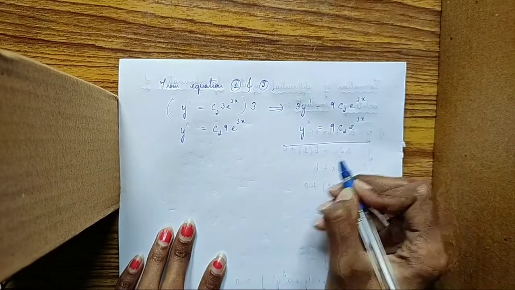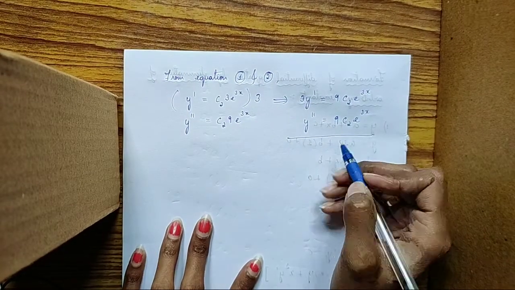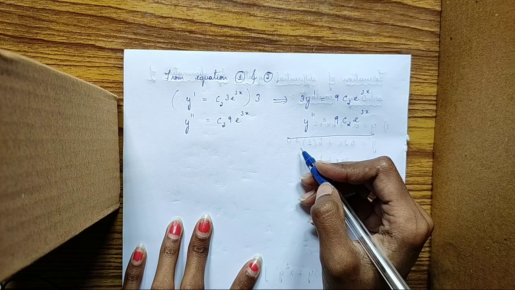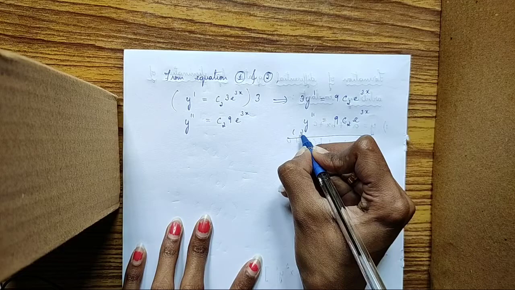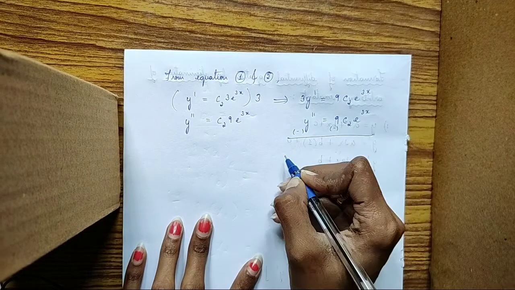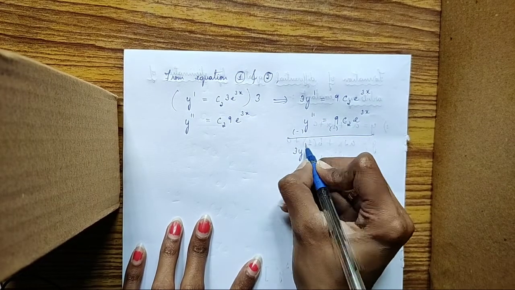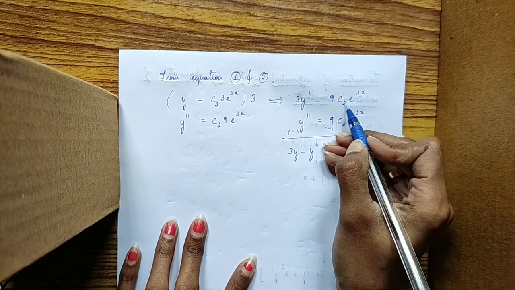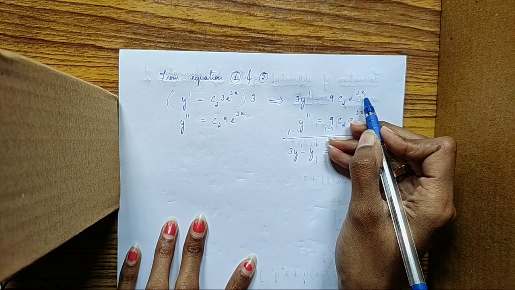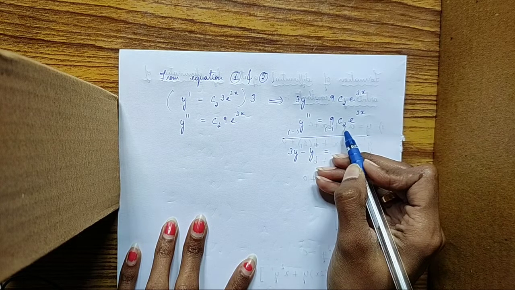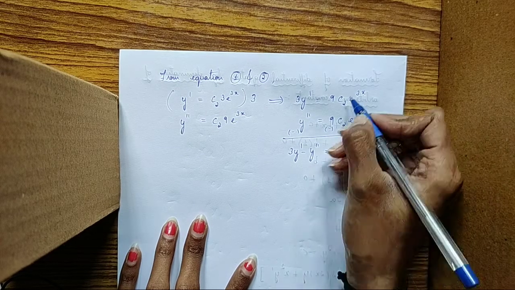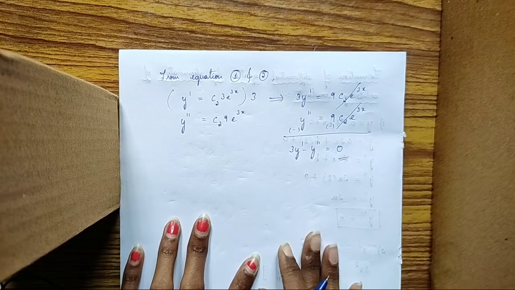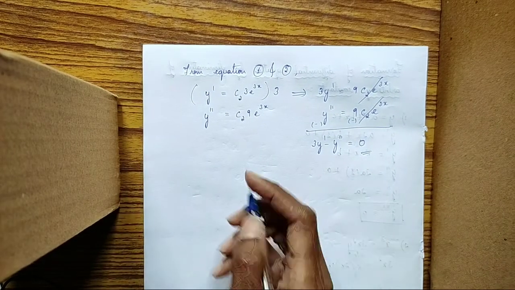If I have to eliminate c2, I have to subtract equation 1 and 2. By subtracting, we have 3y' minus y'' equals 9c2e^(3x) minus 9c2e^(3x). It gets cancelled. So we have 3y' minus y'' equals 0.